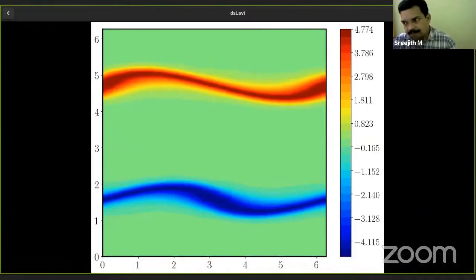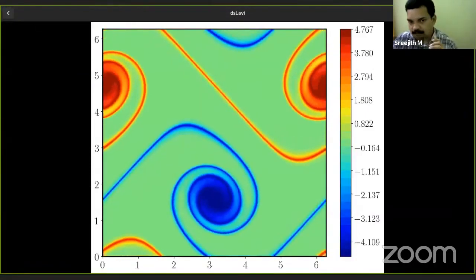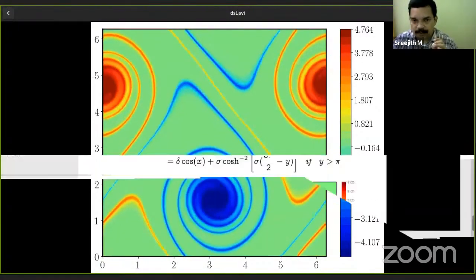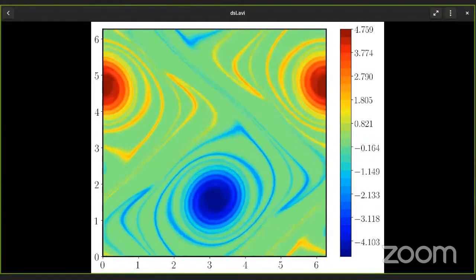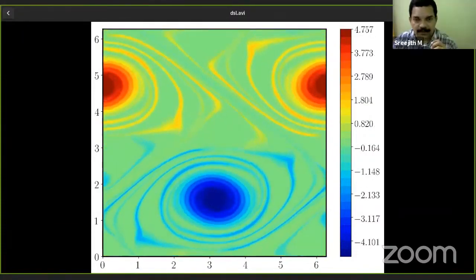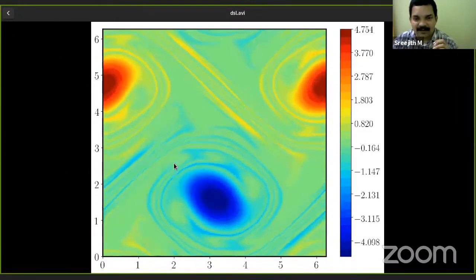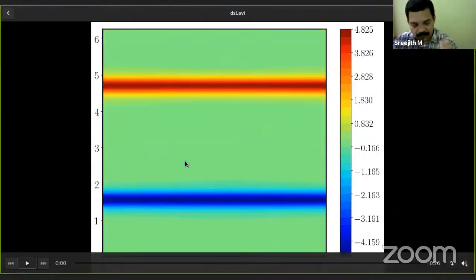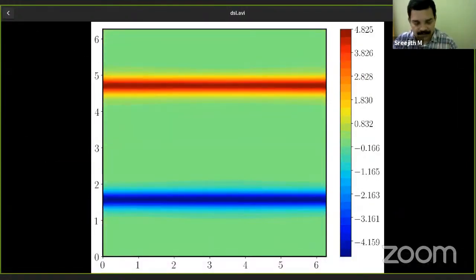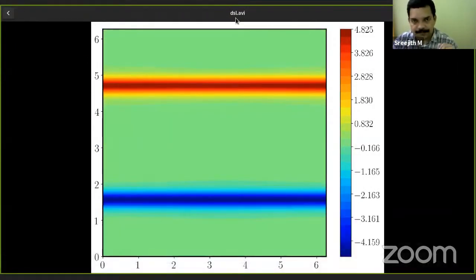Okay, can you see that? So that is the time evolution of that double shear layer. The shear layer, because of instability, breaks down into vortices. These vortices evolve in time, and the same valued vortices will merge into one further. So that's the shear layer, double shear layer problem.